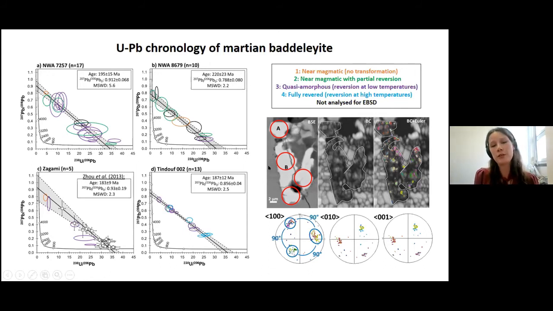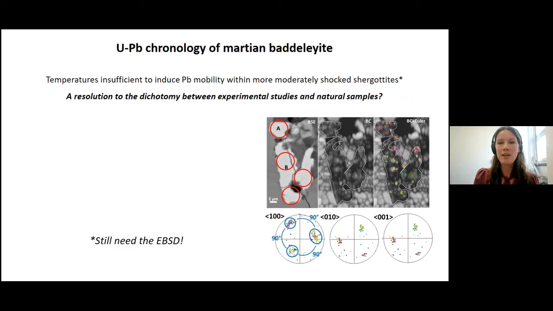That our moderately shocked shergottites sit on a discordia must indicate that the post-shock temperatures they experienced were insufficient to induce significant lead mobility. And given that we're seeing grains that look broadly comparable to those that we see in 5298, it also suggests that the longevity of post-shock heating is probably playing a role here. So this is really great news for dating shergottites using baddeleyite, because 7257, 8679 and Zagami are very comparable in the bulk shock pressures and temperatures they've experienced to most other shergottites.